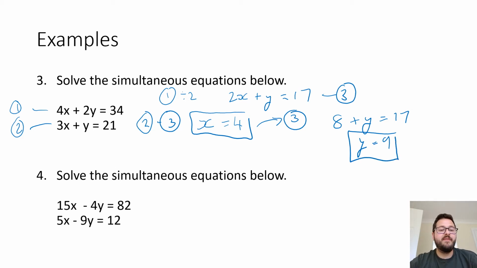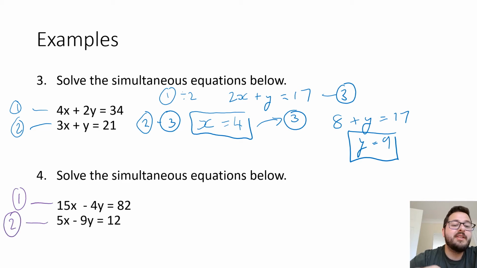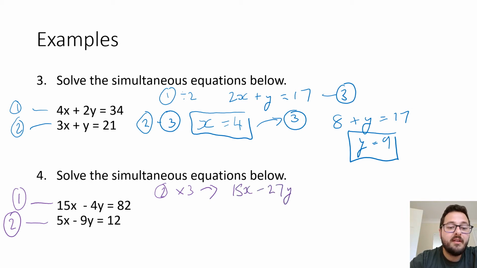Alright, next one. We've got 15x minus 4y is 82. And 5x minus 9y is 12. So again, I just find that numbering these equations helps keep track of what's going on. Now we want something to match, and I'm noticing that 5 goes into 15 3 times. So let's times equation 2 by 3. So that will give us 15x, 9 times 3 is 27, and 12 times 3 is 36. So that's our equation 3.